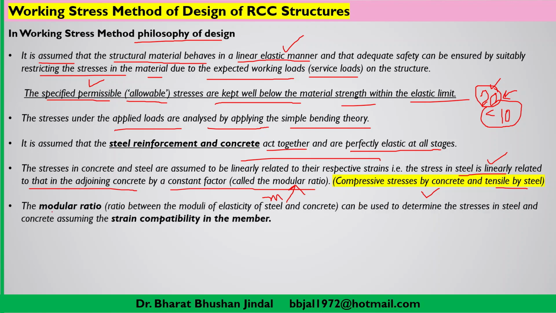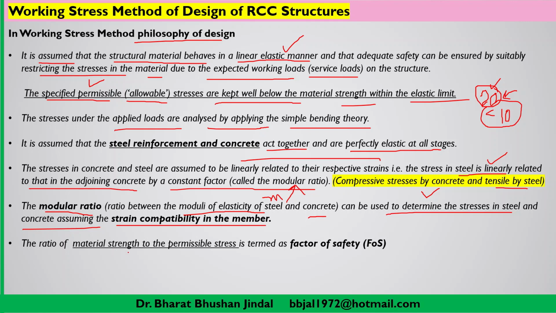Now let us discuss modular ratio. Modular ratio is basically the ratio between the modulus of elasticity of steel and concrete. That means it is a ratio which gives the relationship between the modulus of elasticity of steel and concrete, and it can be used to determine the stresses in steel and concrete. Another important assumption is that there is strain compatibility in the member. That means strain will be equal in both the materials.